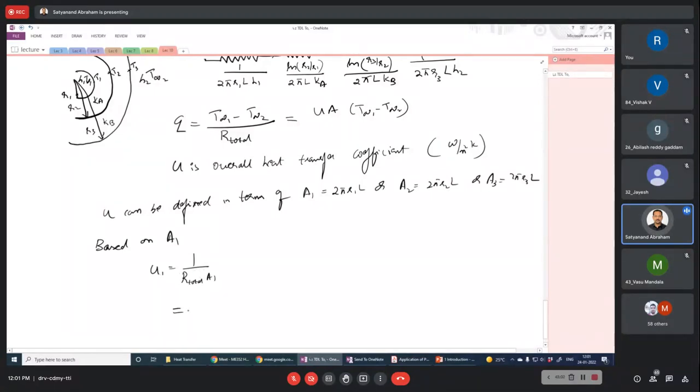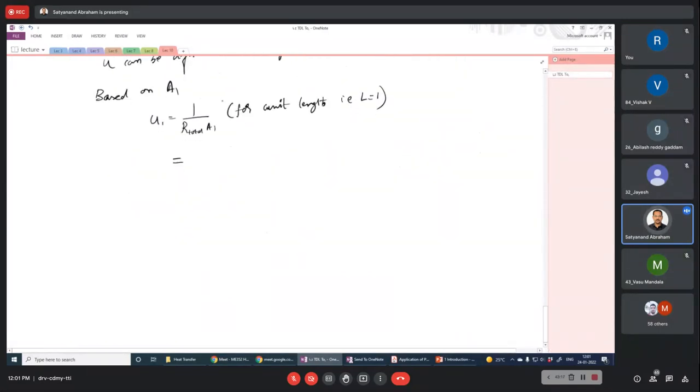So it can be written as, we are assuming for unit length, that is L is equal to 1. For our further calculation, we are not taking into consideration the L. So U1 is equal to 1 by R total into A1. Therefore, what is R total?